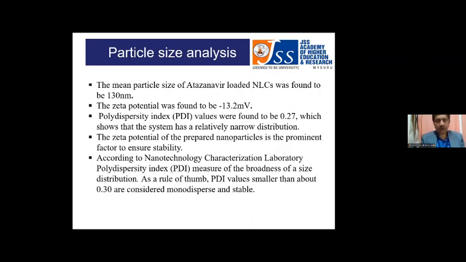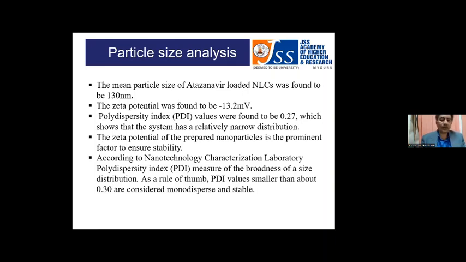So the mean particle size of the Atazanavir loaded NLC was found to be 130 nanometers, whereas the zeta potential value, the charge on the particles, was found to be minus 13.2 millivolt. And we have also received a good polydispersity index value, which was found to be 0.27, that is less than 1. It shows the system has a narrow distribution, and the zeta potential value is one of the prominent factors to ensure the stability of the formulation.